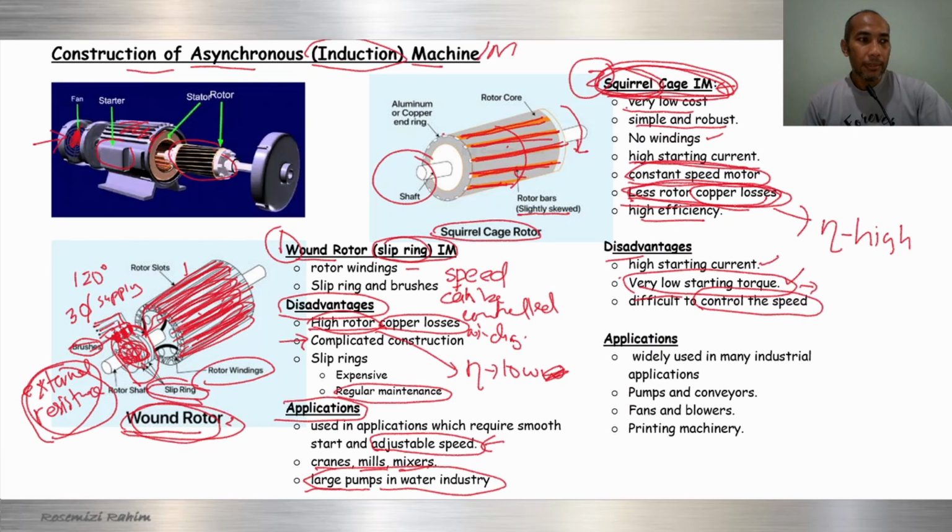Okay, they are widely used in many industry applications. For example, pump, conveyor, fan, blower, printing. In these applications, there is no need for high starting torque. Okay, lastly we go to our design or construction. We can see that this rotor bar is slightly skewed.